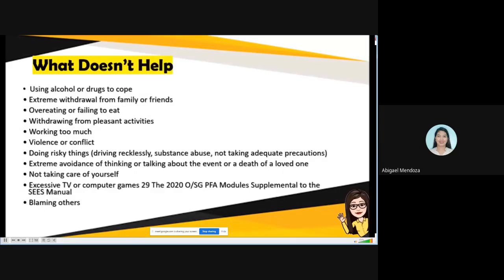What doesn't help? Using alcohol or drugs to cope, extreme withdrawal from family or friends, overeating or failing to eat, withdrawing from pleasant activities, working too much, violence or conflict, doing risky things like driving recklessly, substance abuse, not taking adequate precautions, extreme avoidance of thinking or talking about the event or the death of a loved one, not taking care of yourself, excessive TV or computer games, blaming others.